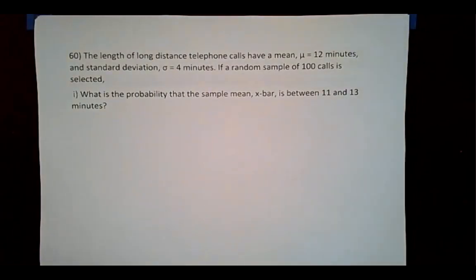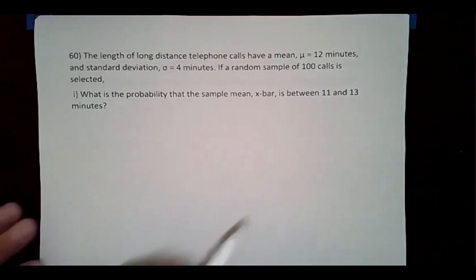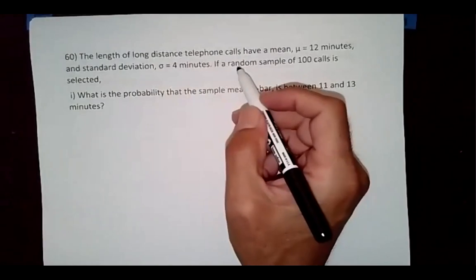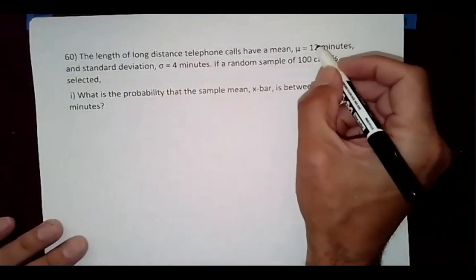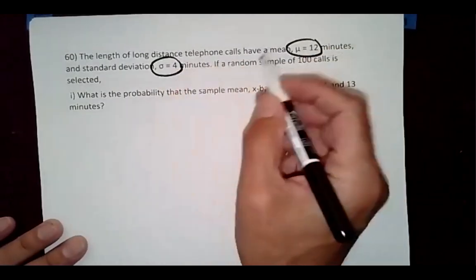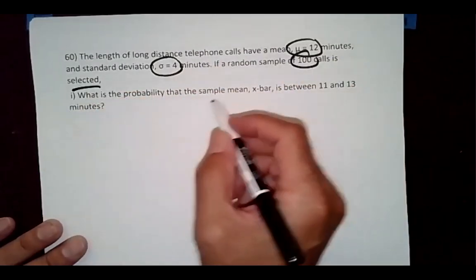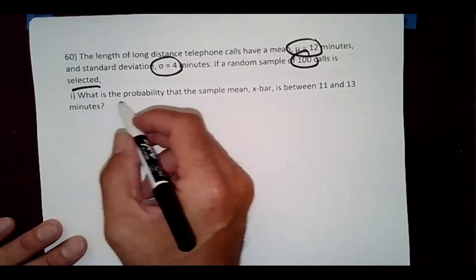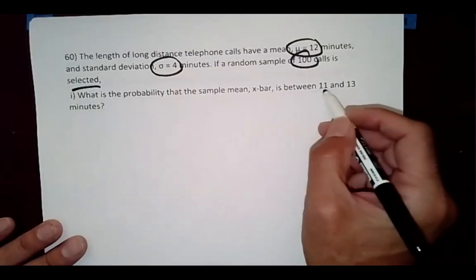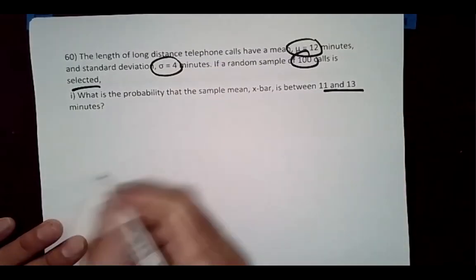All right. So here we got a problem. It's going to be done in several parts to show the impact of sampling. The length of the long distance telephone calls have a mean of 12 and a standard deviation of 4. If a random sample of 100 calls is selected, what's the probability that the sample mean X bar is between 11 and 13 minutes?